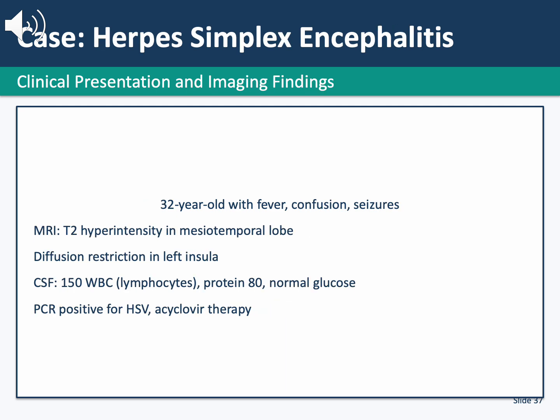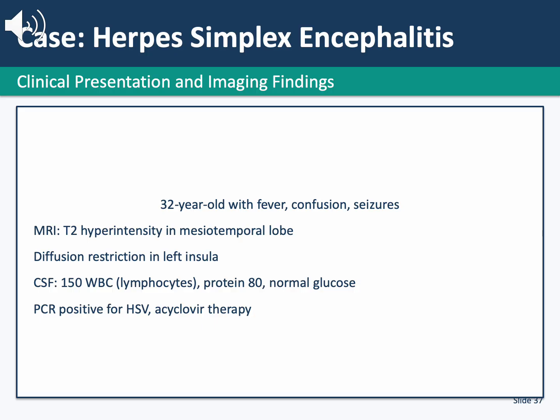A 32-year-old woman presents with fever, confusion, and seizures for 3 days. On examination, she has fever, altered mental status, and focal neurologic deficits. MRI shows T2 hyperintensity in the left mesiotemporal lobe and insula with associated diffusion restriction.